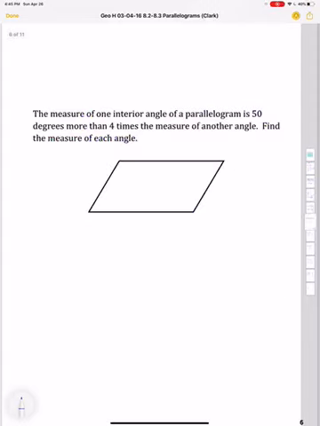Okay, 20. Okay, the measure of one interior angle of a parallelogram is 50 degrees more than 4 times the measure of another angle. Find the measure of each angle.